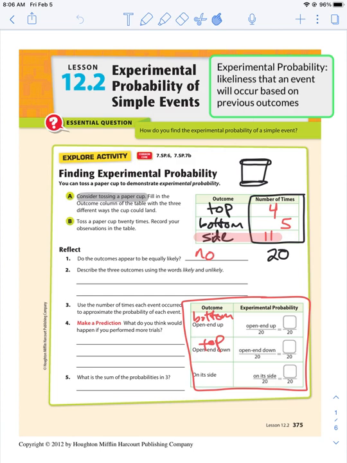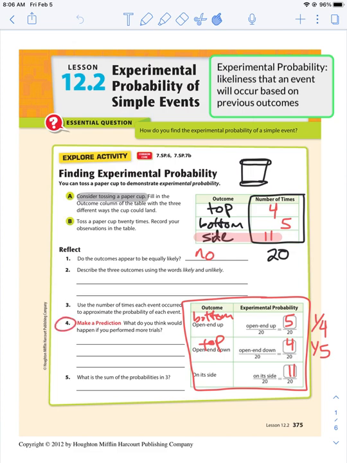So mine landed on its bottom 5 times. We can simplify 5/20ths to 1/4. It landed on its top, so open end down, 4 times. 4/20ths is 1/5. And it landed on its side 11 times. I cannot simplify 11/20ths, so that would be my experimental probability.